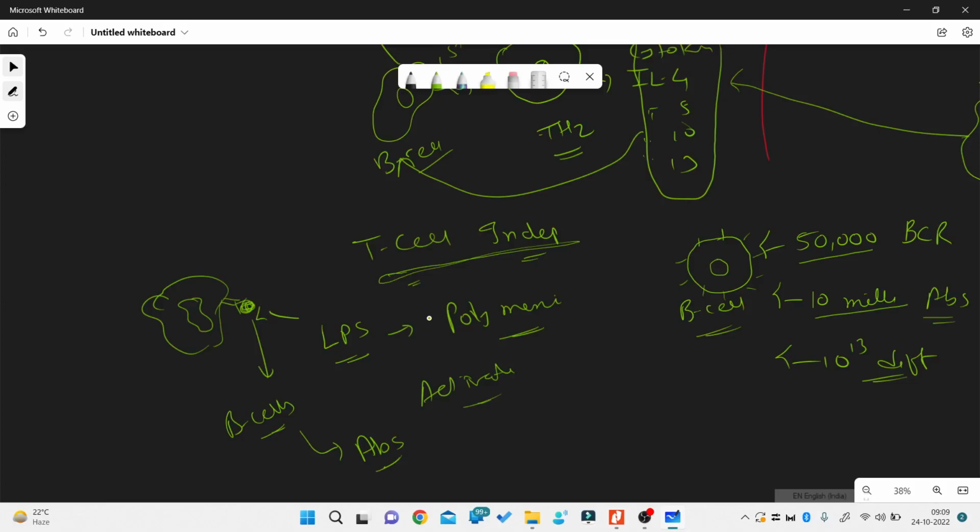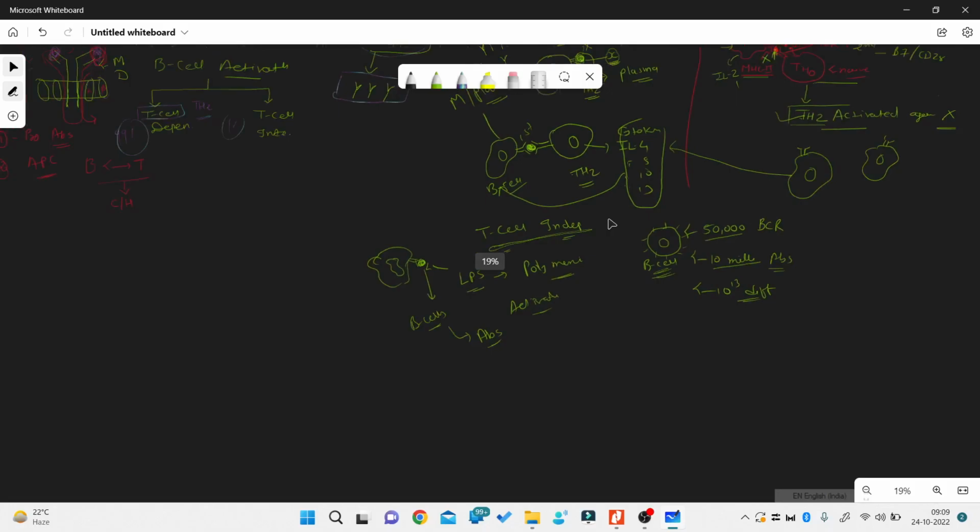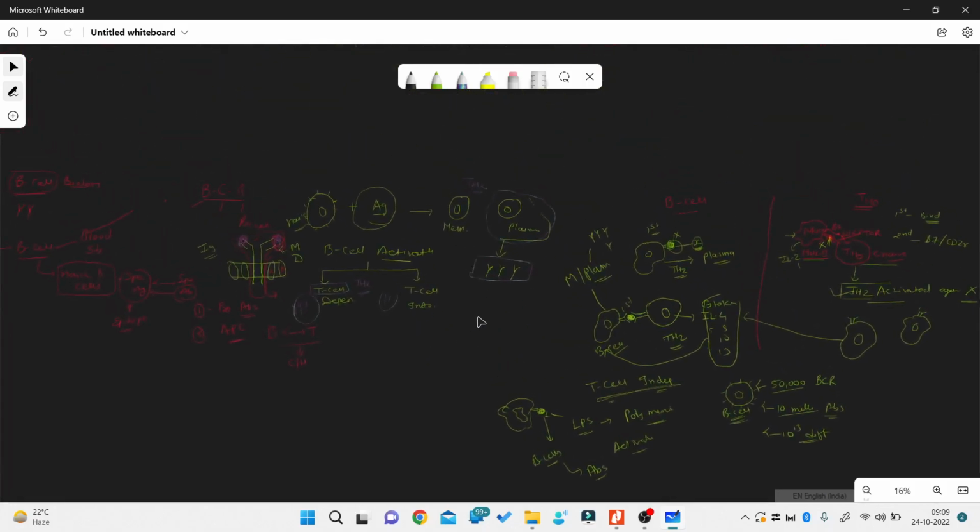for protection against this kind of pathogen, we need our army of antibodies, and that was mainly produced by the T cell dependent B cell activation pathway. So this is all about the B cell biology. These are the very important points that I have covered over here.